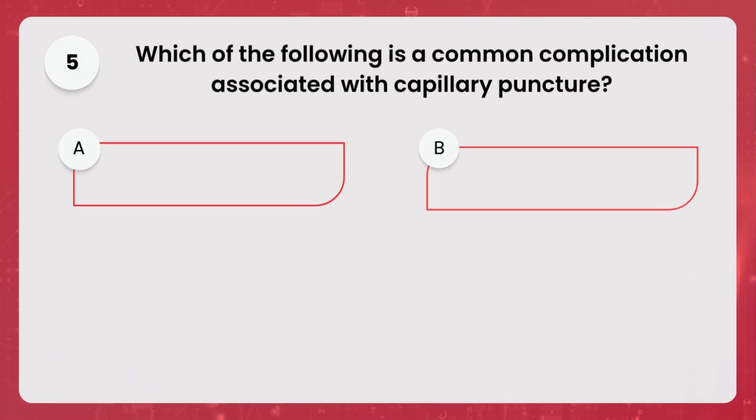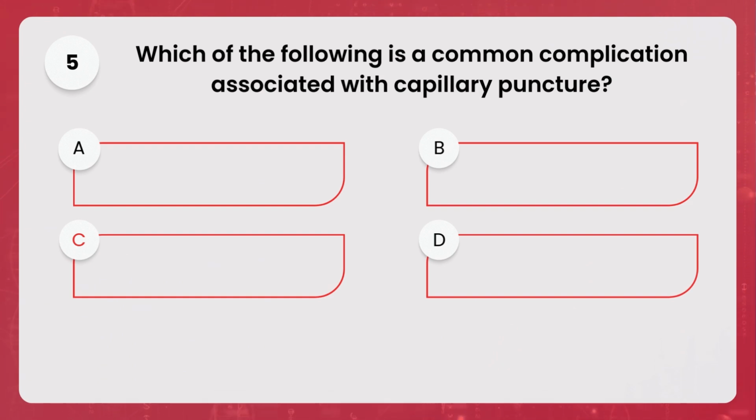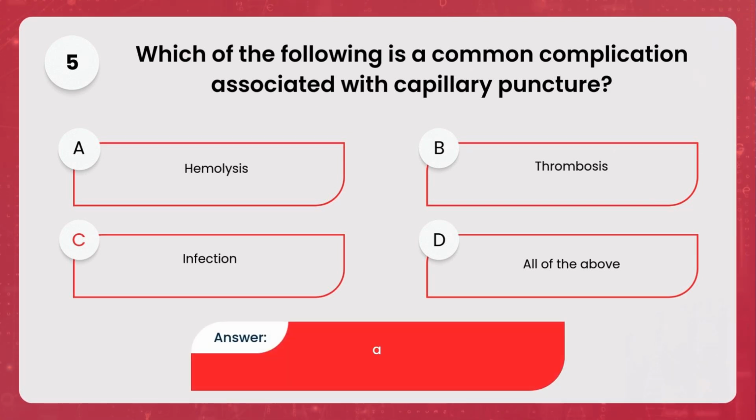Number 5. Which of the following is a common complication associated with capillary puncture? A. Hemolysis, B. Thrombosis, C. Infection, or D. All of the above? The answer is A. Hemolysis.